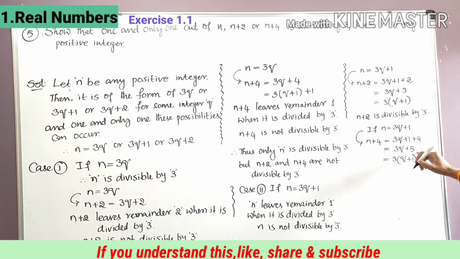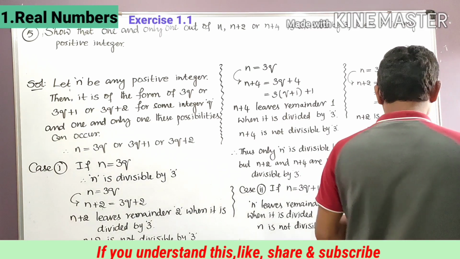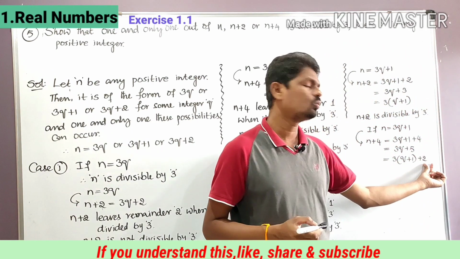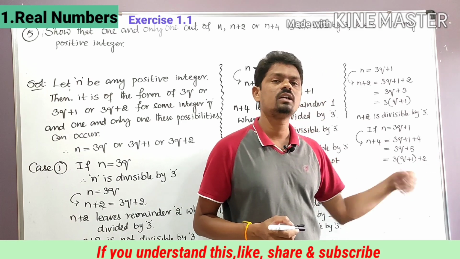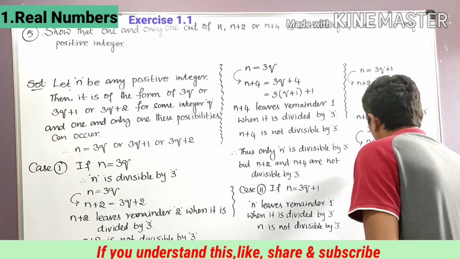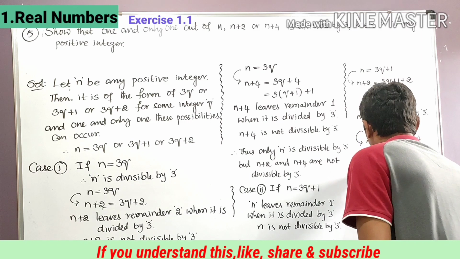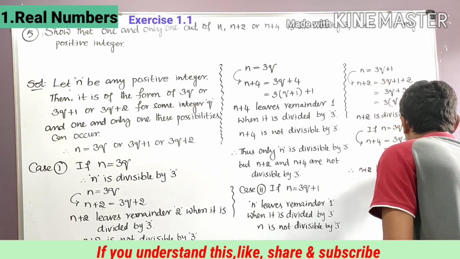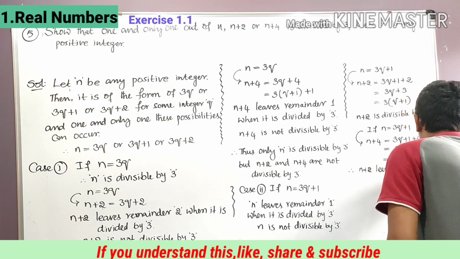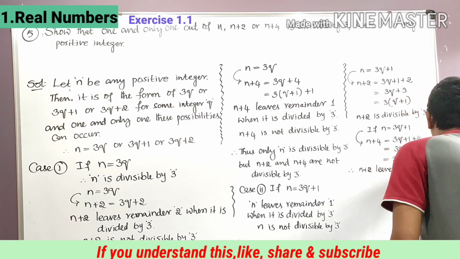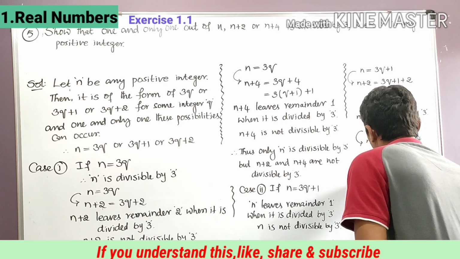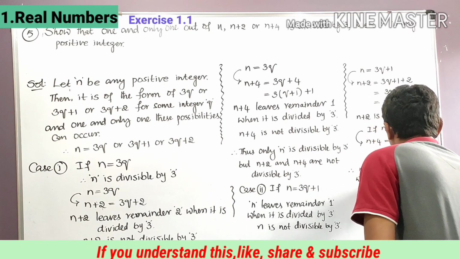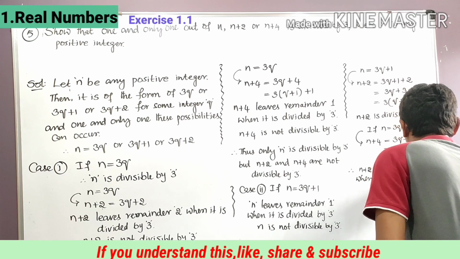So student, 5 can be written as 3 plus 2. If we take 3 as common, we get 3 into q plus 1, plus 2. So here n plus 2 leaves remainder 2 when it is divided by 3. Therefore, student, n plus 2 leaves remainder 2 when it is divided by 3.